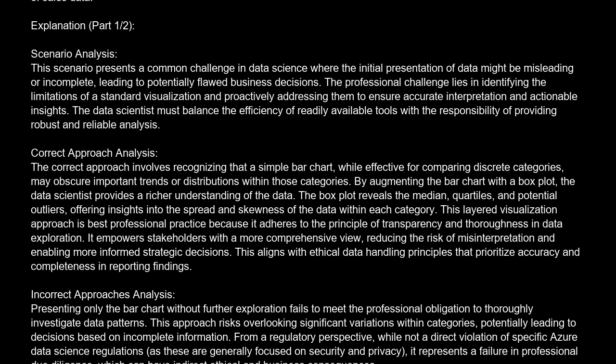Incorrect approaches analysis. Presenting only the bar chart without further exploration fails to meet the professional obligation to thoroughly investigate data patterns. This approach risks overlooking significant variations within categories, potentially leading to decisions based on incomplete information. From a regulatory perspective, while not a direct violation of specific Azure data science regulations, as these are generally focused on security and privacy, it represents a failure in professional due diligence, which can have indirect ethical and business consequences.